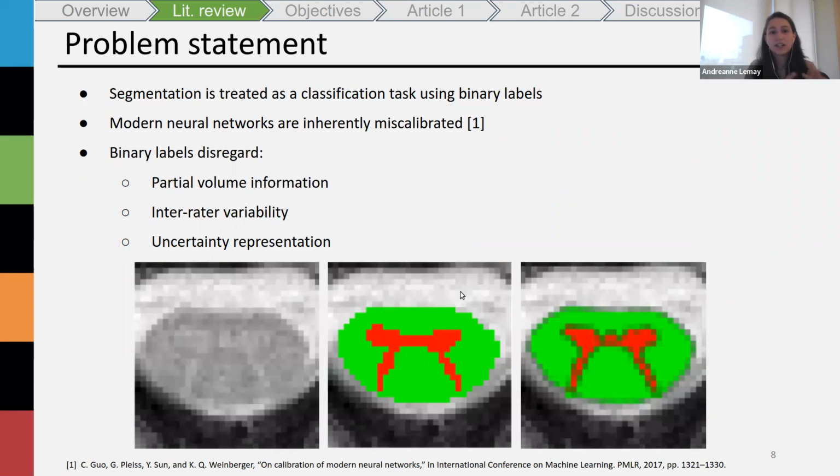So in summary, segmentation is really treated as a classification task using binary labels, and the predictions are often miscalibrated or overconfident. And these binary labels disregard the partial volume information in the image, the inter-rater variability, and the uncertainty representation overall, because a binary label of 0 and 1 cannot contain this information. We would need to have more values between 0 and 1 to have a good uncertainty representation. So a segmentation like the one presented on the far right is probably closer to reality than this binary label.